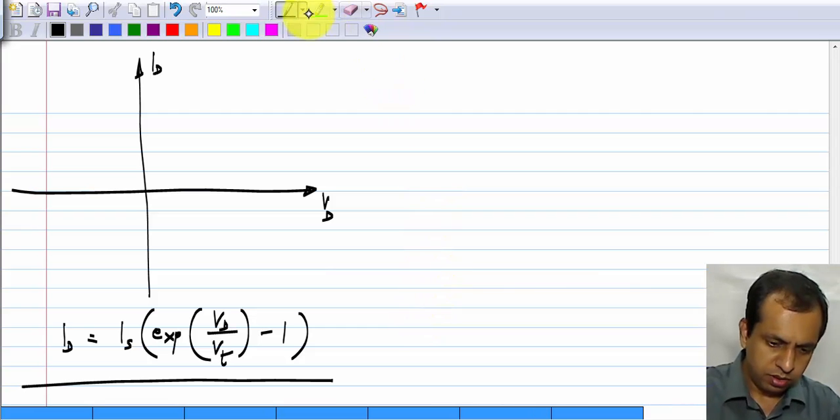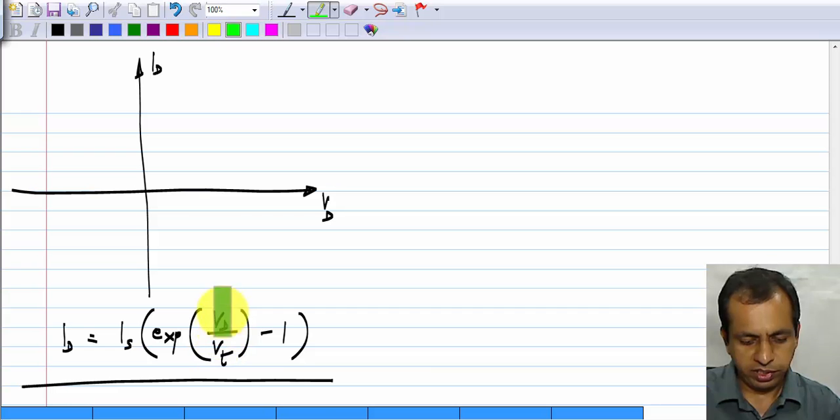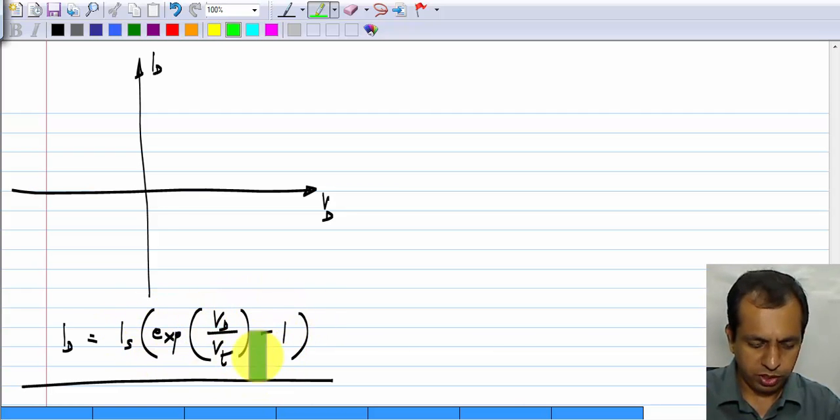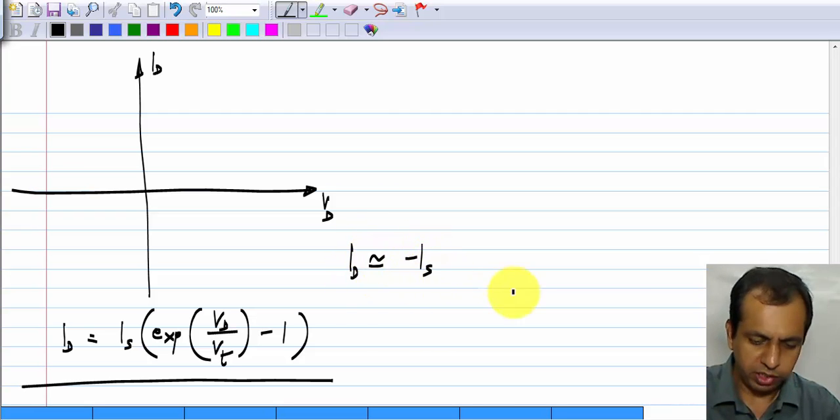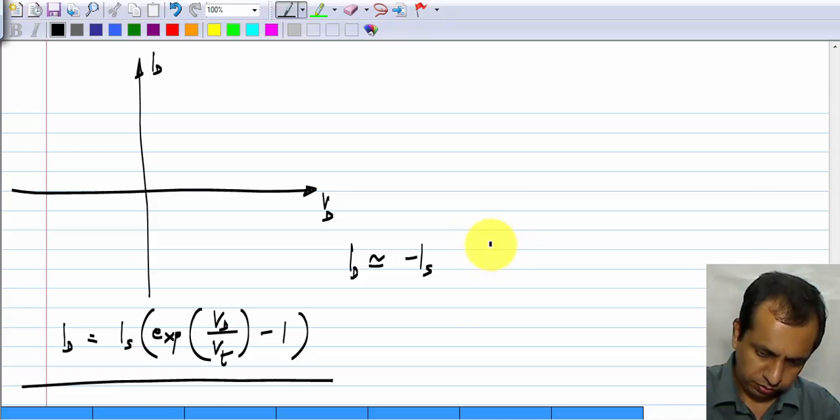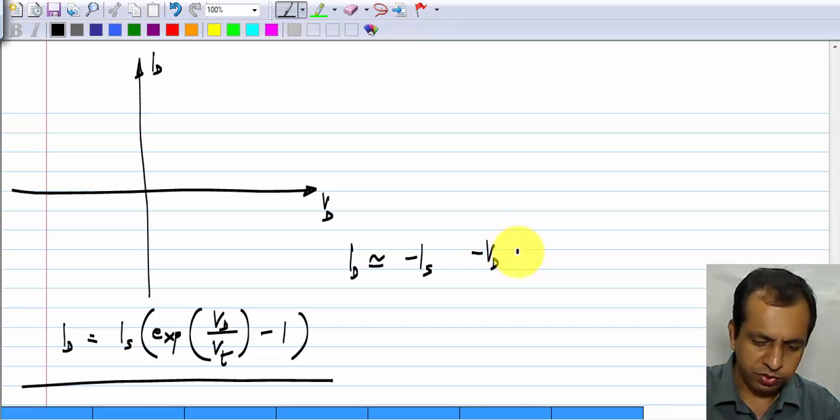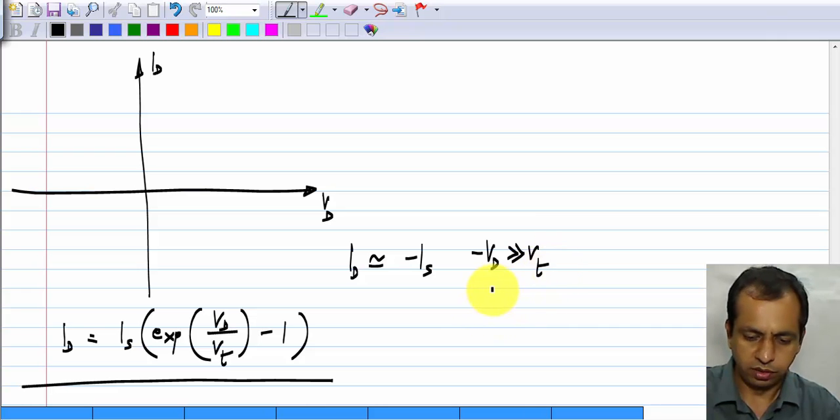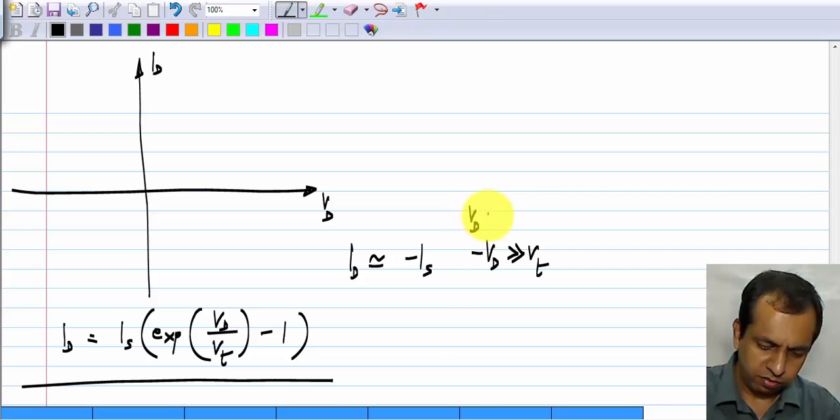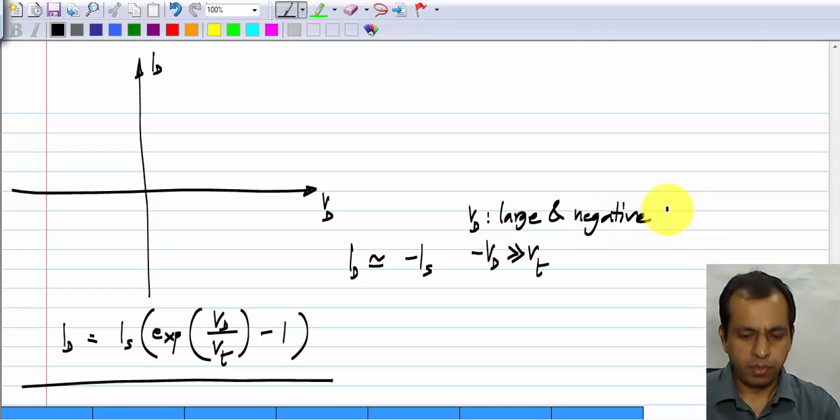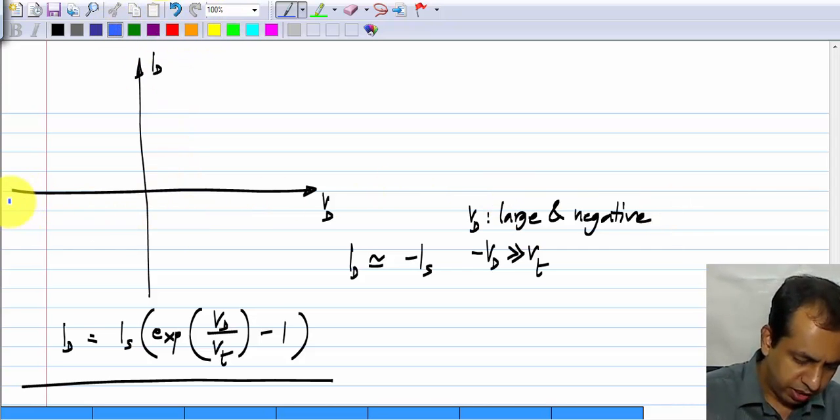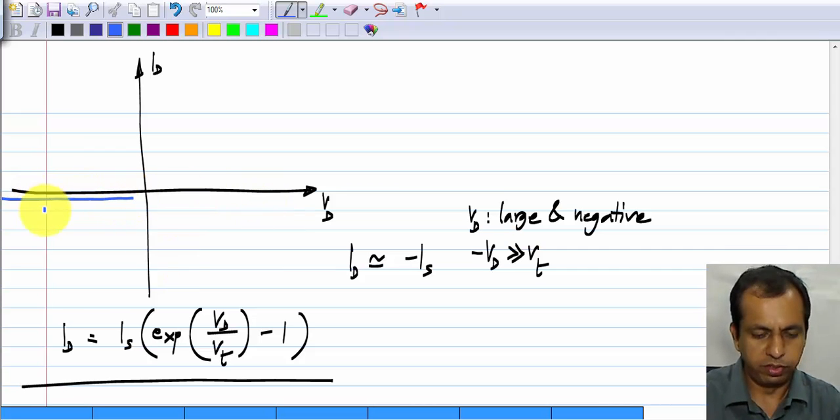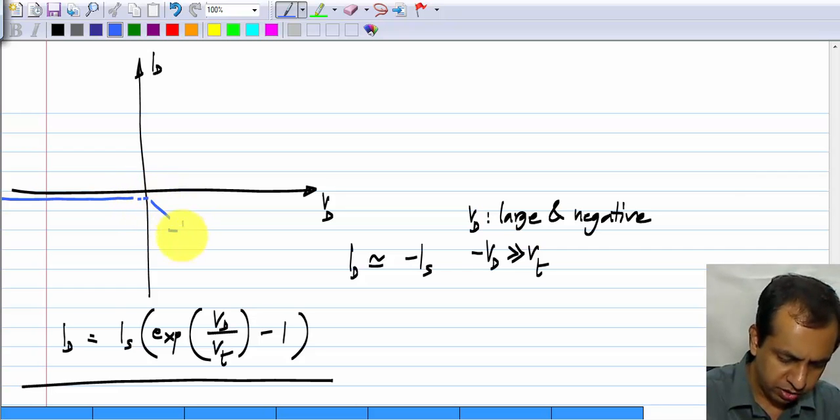So first of all, when Vd is very negative, that is Vd by Vt is a large negative number, this exponential of a large negative number is close to 0. Of course, it will never be exactly 0, but it will be very small. So in this parenthesis you will just have minus 1. So Id will be approximately minus Is when minus Vd, that is the negative value of Vd, is much more than Vt. So what I am saying here is Vd is large and negative. So Id approximately minus Is, it means that Id will be something like this, when Vd is large and negative, and this number is minus Is.